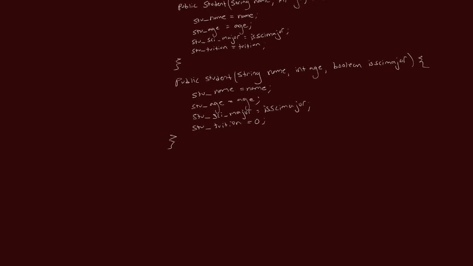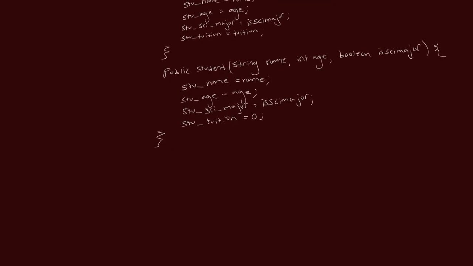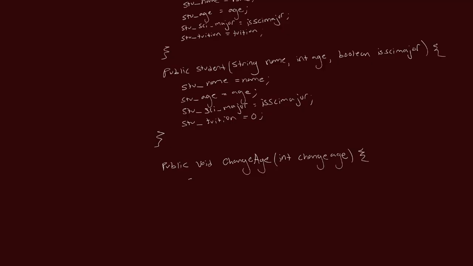Let's say we wanted to change the student age because obviously they're going to be getting older as time goes on. So we're going to make a setter. So public void change age, and here we're going to pass in an integer. So int change age, and we just do student age equals change age.